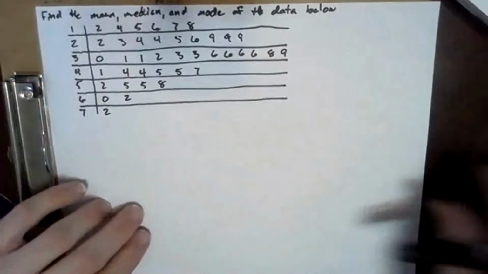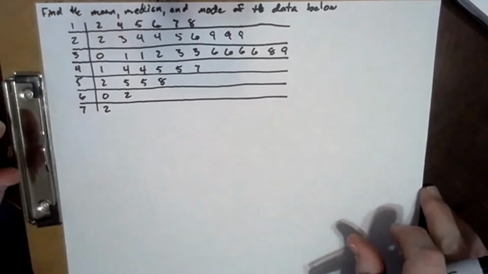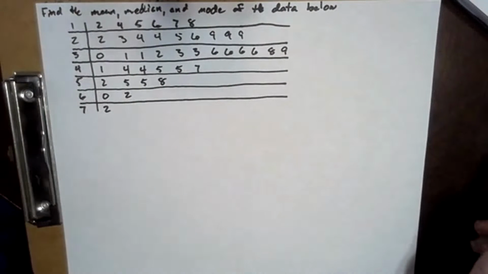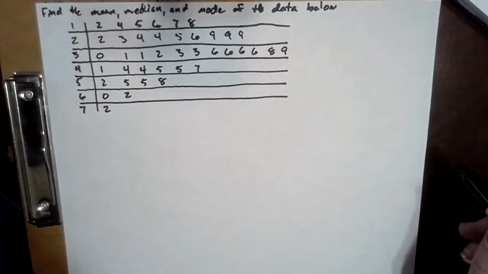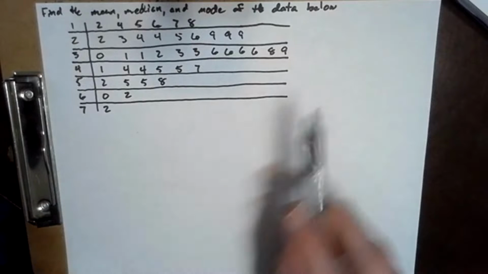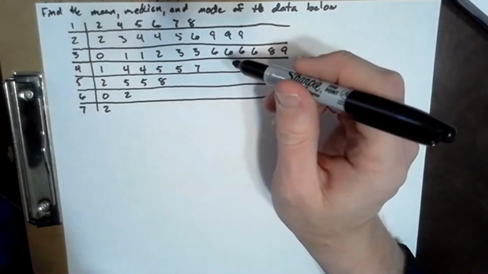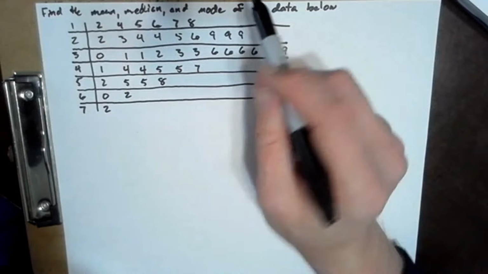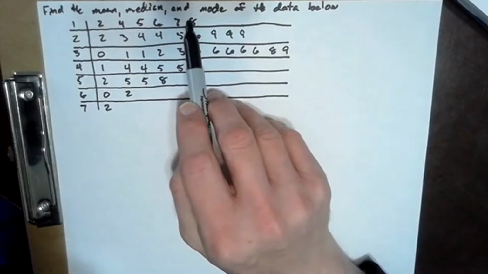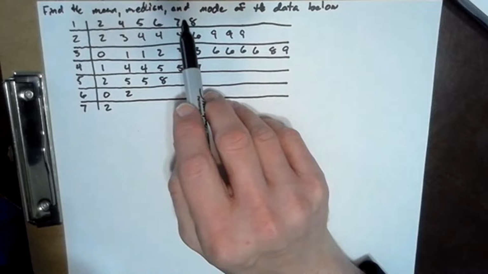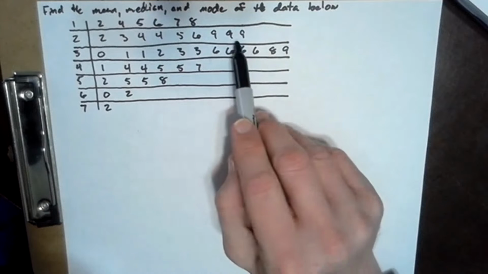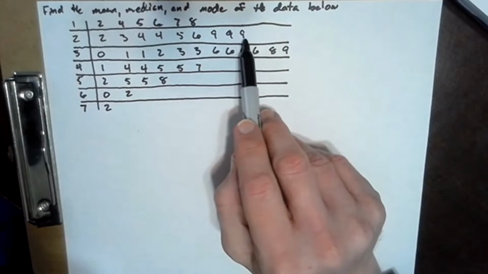Next, we're asked to find the mean, median, and mode of this data. The easiest one to do is going to be to find the mode, so we'll start there. The mode is the one that appears the most frequently, so we look at the number of times that different values appear. Nothing appears more than once in the first row. We've got 2 4s and then 3 9s in the second row. So far, those 3 9s are the ones that appear the most frequently.